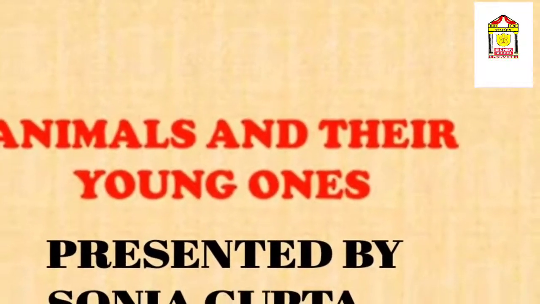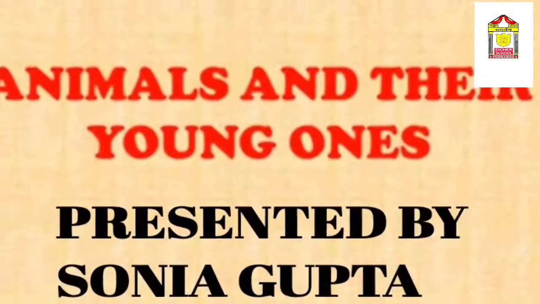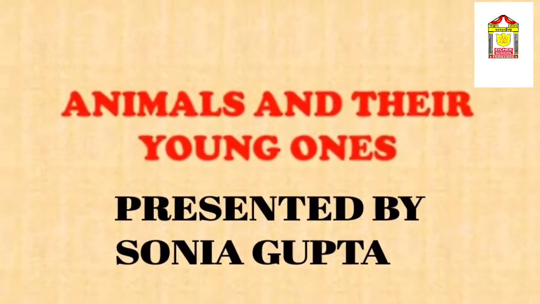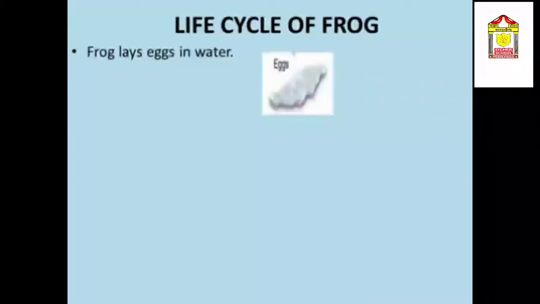Welcome back everyone. We are doing the chapter Animals and Their Young Ones. In the last video, we did reproduction and animals that give birth to young ones. Now we'll do animals that lay eggs. We are done with the life cycle of the hen. Now the life cycle of a frog.